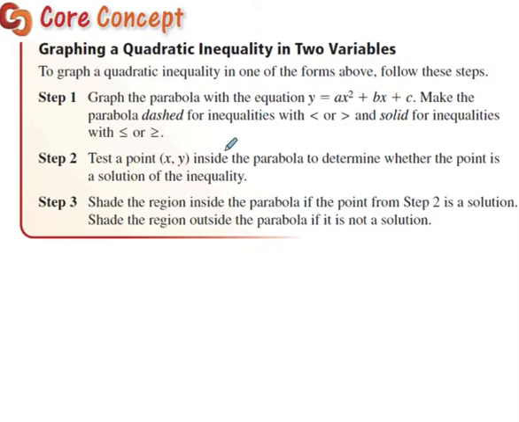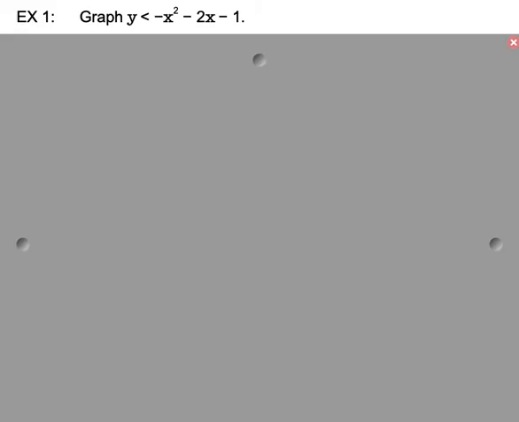Make sure to use a dashed line if it's less than or greater than. Make sure to use a solid line if it's less than or equal to or greater than or equal to. Then you pick a point and you shade the true region. So we're going to do one example of these.